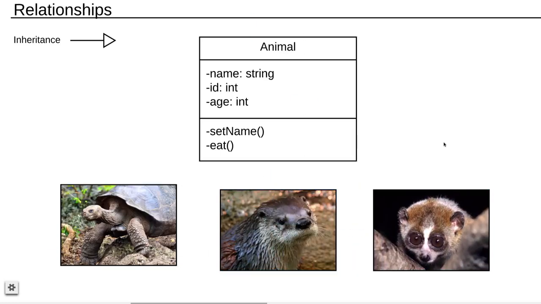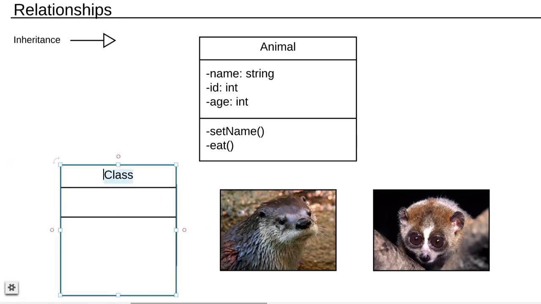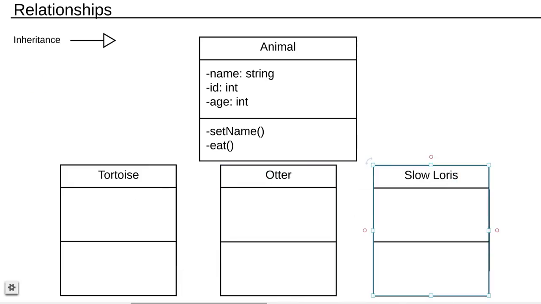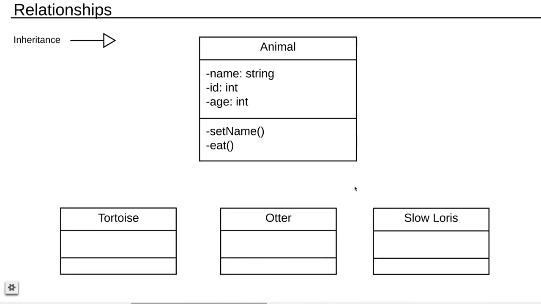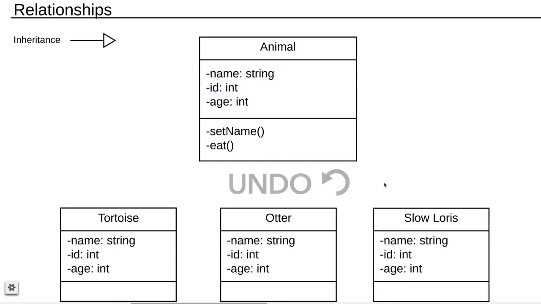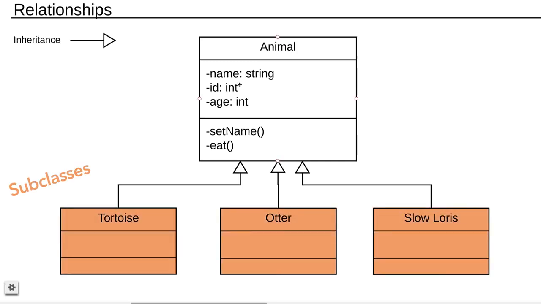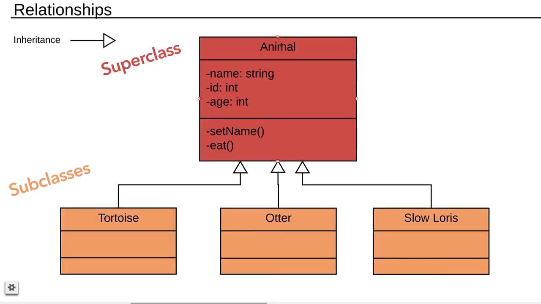In our system, we want to distinguish each of them as their own class. So we make 3 new classes for tortoise, otter, and slow loris. And I'll make these a little smaller so you can see them better. Now instead of duplicating attributes for name, ID, and age, we can make these classes into subclasses of the animal class by drawing open arrows like this. This is an inheritance relationship. We're saying that these subclasses inherit all the attributes and methods of the superclass. You could also use the terms child and parent class.